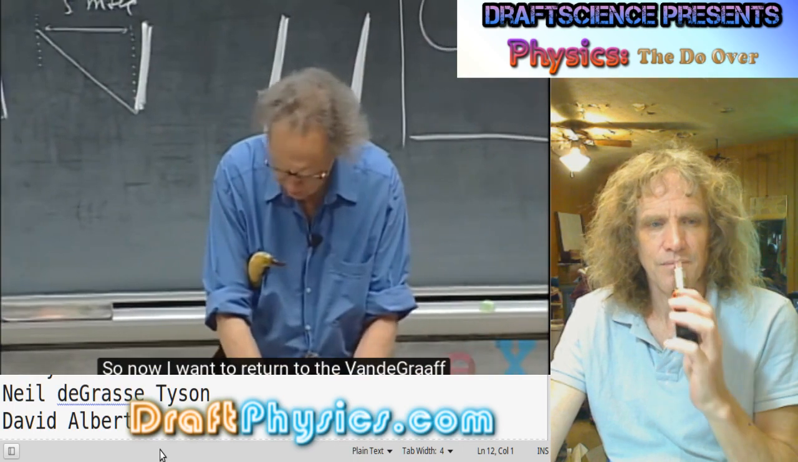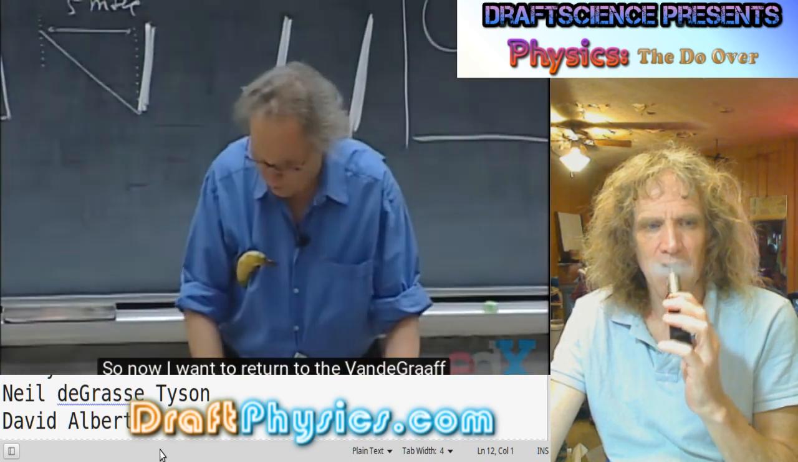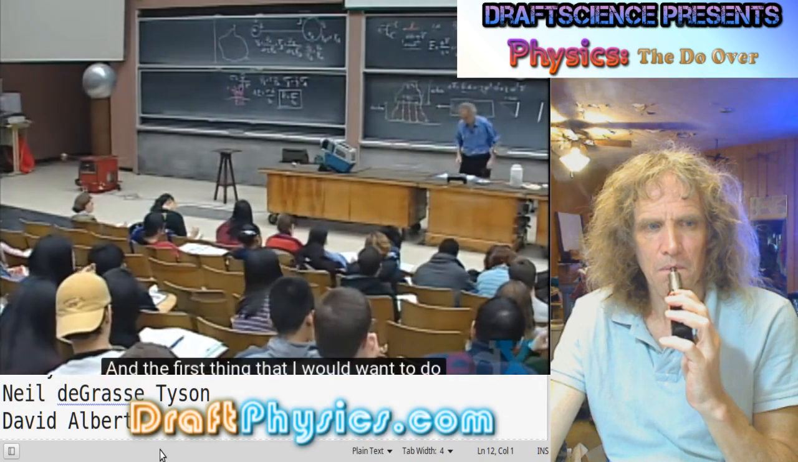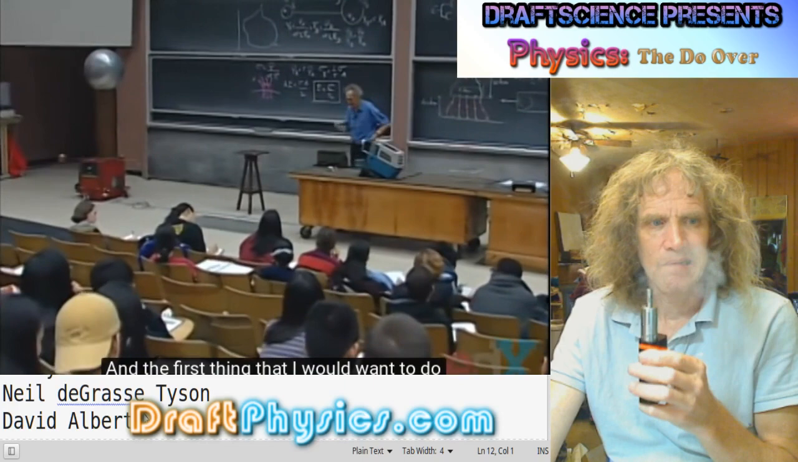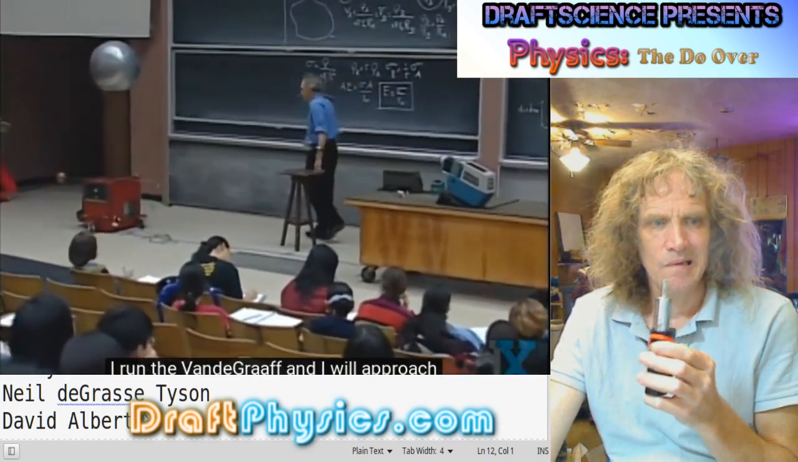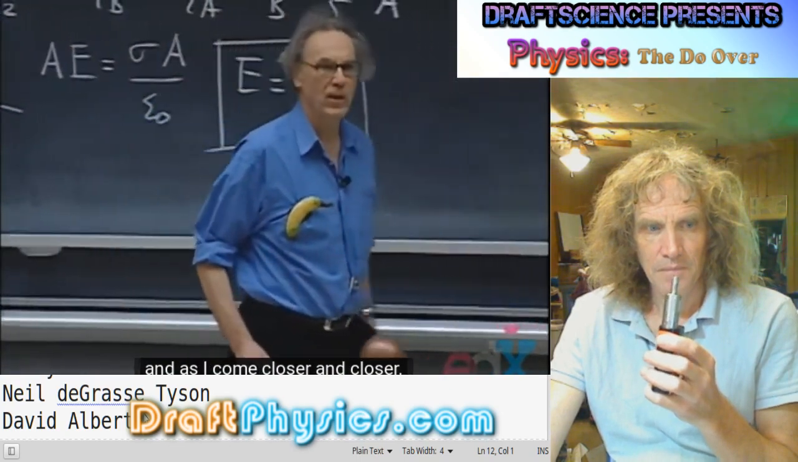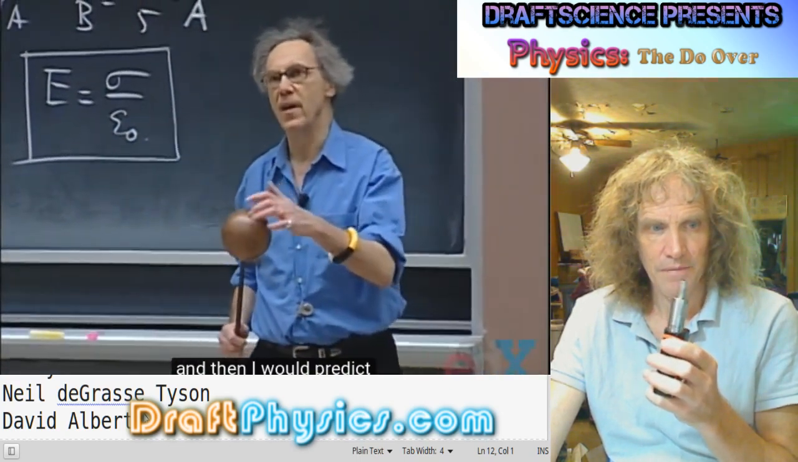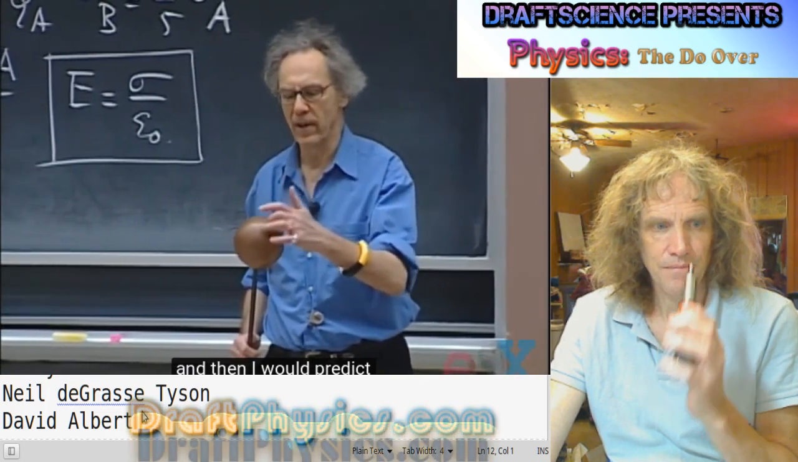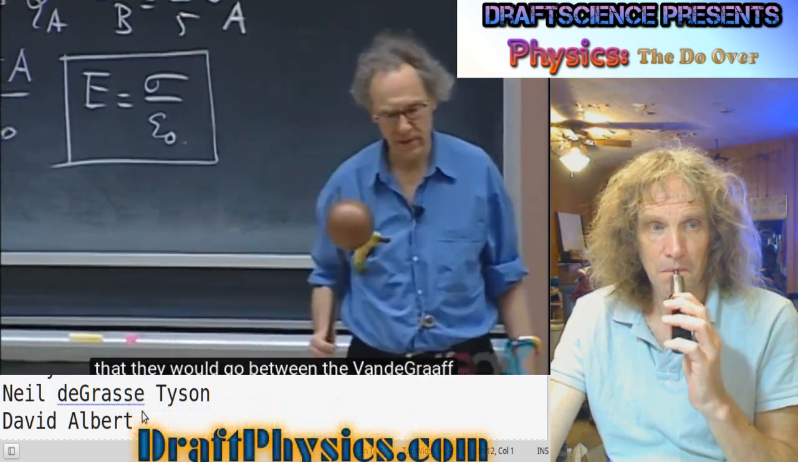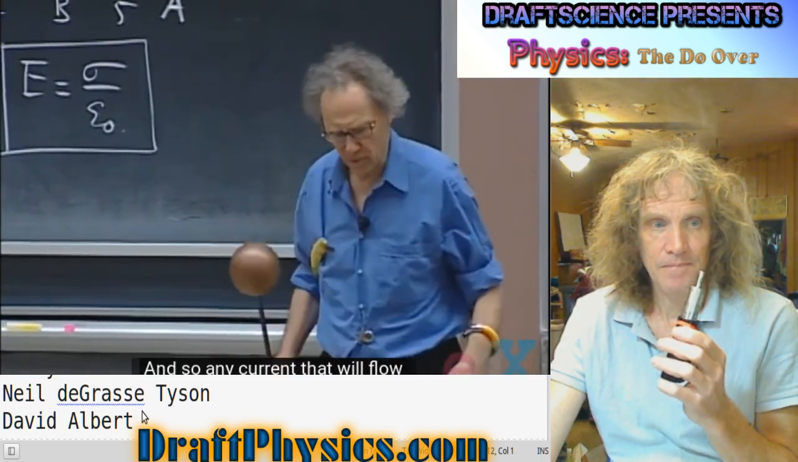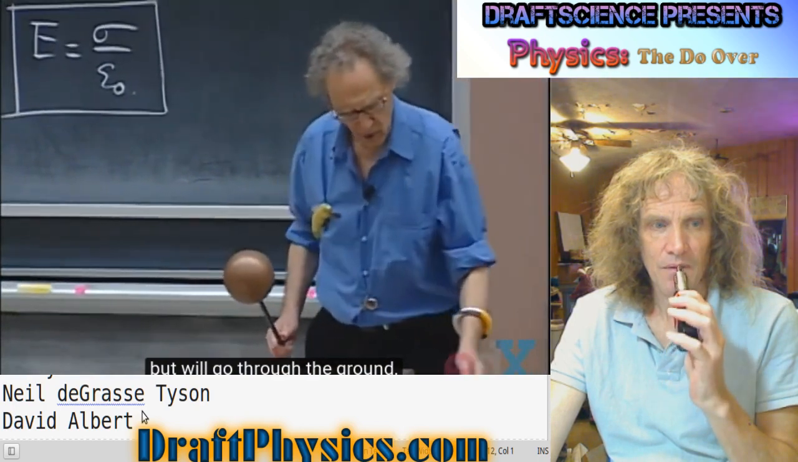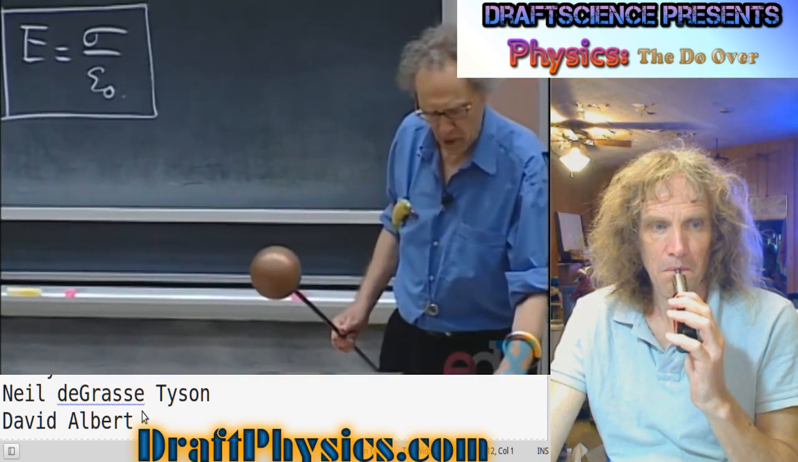Now I want to return to the Van de Graaff and show you some of the things that we have discussed. And the first thing that I would want to do is create some sparks. I run the Van de Graaff, and I will approach it with this small sphere, small radius, and as I come closer and closer, the electric field will build up here, and then I would predict that if sparks fly over, they will go between the Van de Graaff and this sphere. The sphere is grounded, and so any current that will flow will not go through Walter Lewin, but will go through the ground. So there's no danger that anything will happen to me. At least not yet.